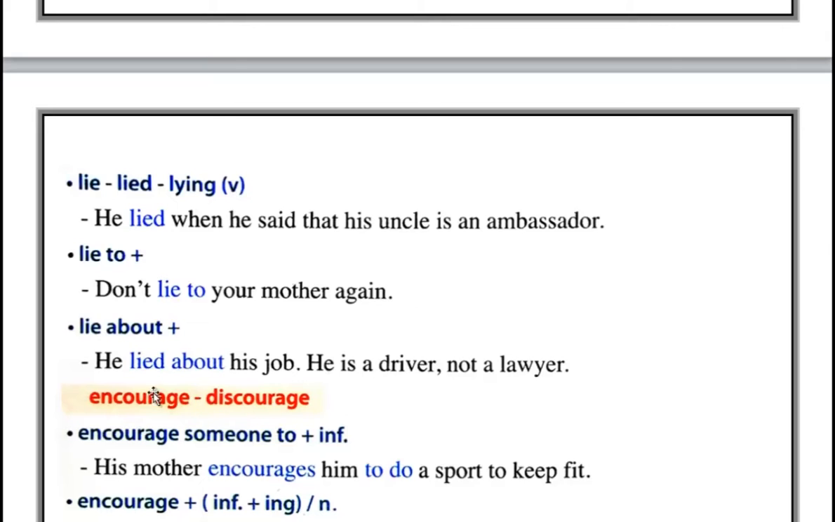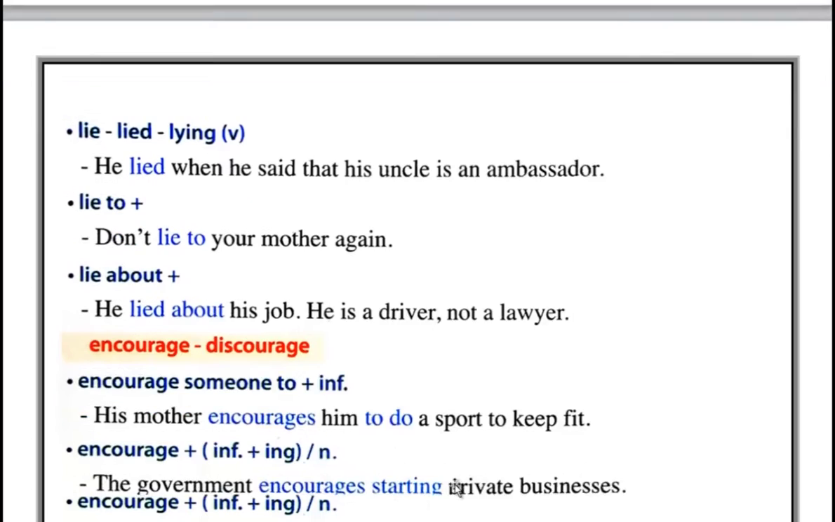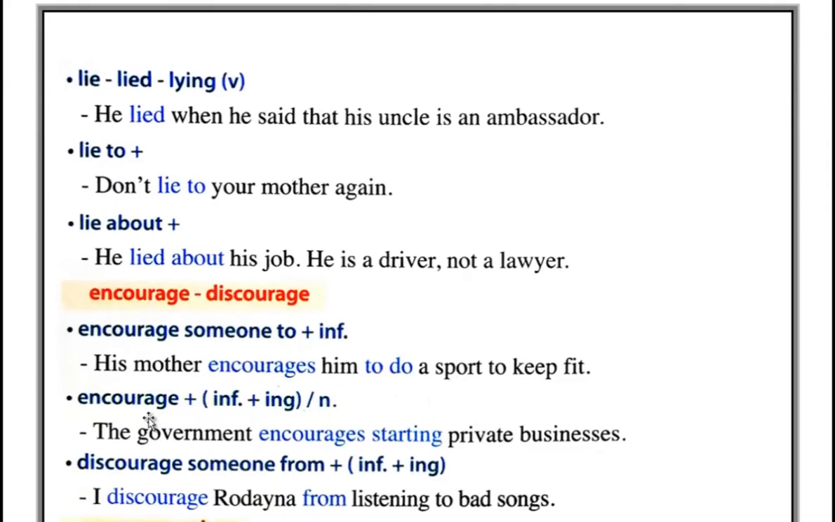Encourage and discourage, opposite here. To encourage, to motivate someone to do something. His mother encourages him to do a sport to keep fit. So we have encourage someone to plus infinitive, right?